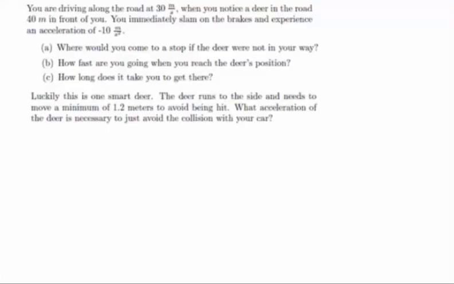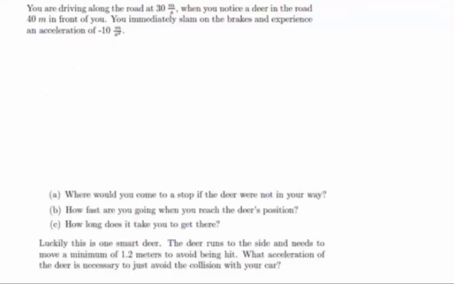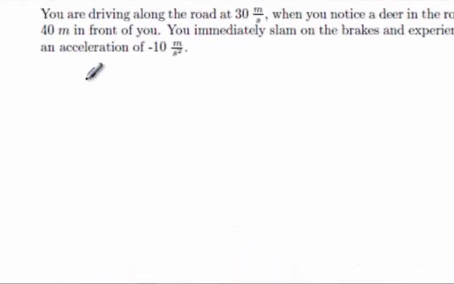So let's begin. The first thing I'd like to do is collect the information from the problem itself. The first number we see in the problem is the 30 meters per second. And if we think about it for a moment, that is a velocity. It's a velocity of the car, but it is the initial velocity before you hit the brakes. So this says that v0 of the car is equal to 30.